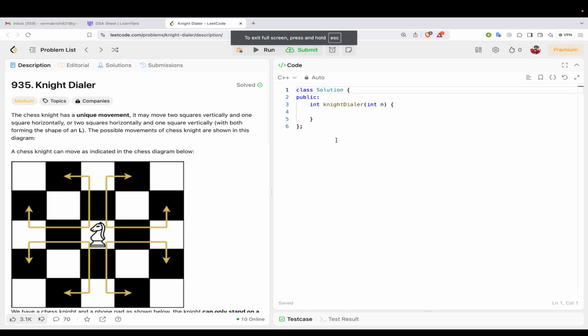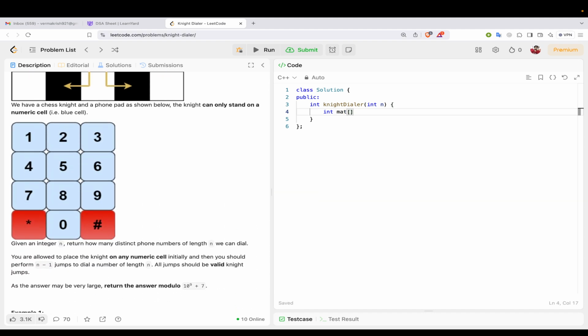The very first thing I have to do is create this board. For that I will create a 4 by 3 matrix. So it will look like this: 1 2 3, then 4 5 6, then 7 8 9, and I am representing star as -1 because that is not a valid move, and hash is also -1. So we have created our matrix.